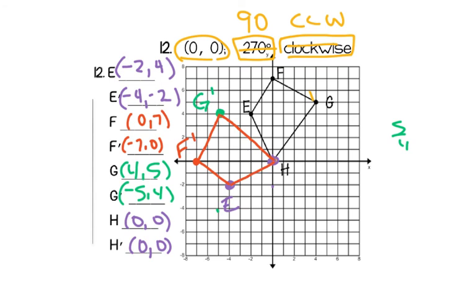So this is a counterclockwise rotation at 90 degrees, which is the same thing that it would have been if I would have gone 270 degrees around. So if you get something that's more than 180, I would just turn it around the other way.